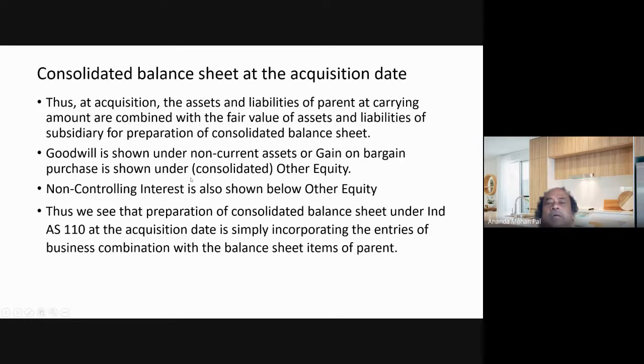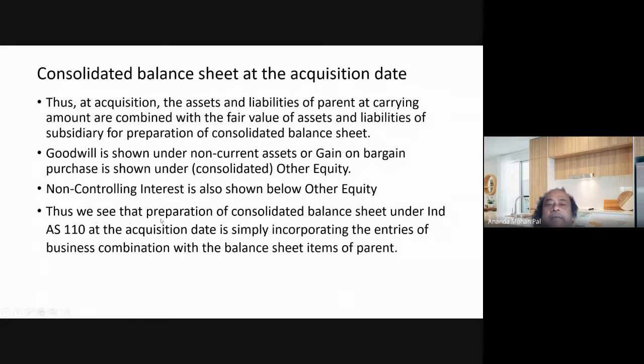Goodwill is shown under non-current assets, or gain on bargain purchase is shown under consolidated other equity. We may write consolidated other equity in the consolidated balance sheet. Under other equity, the gain on bargain purchase would arise; goodwill would arise under non-current assets. Non-controlling interest is also shown below other equity in the balance sheet.